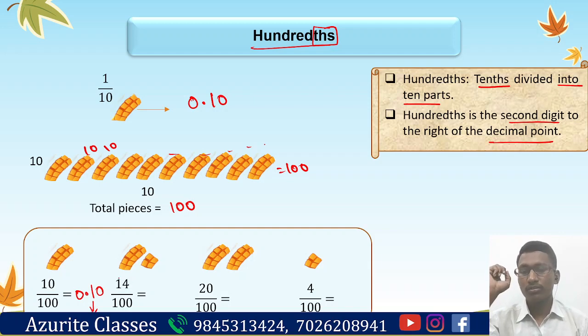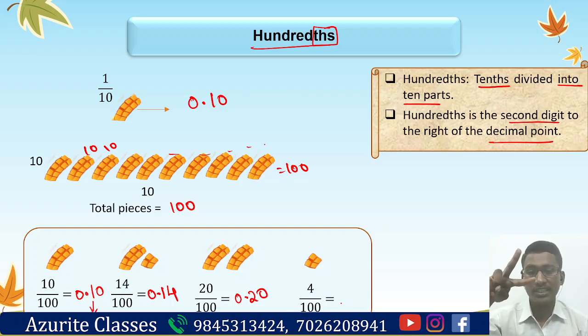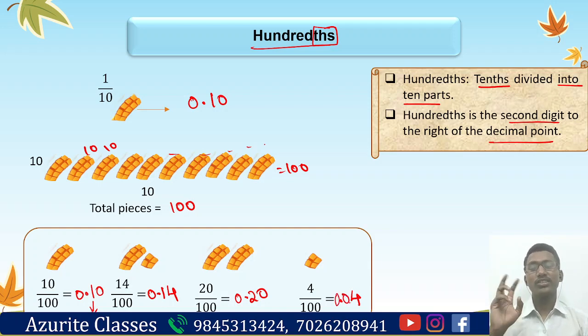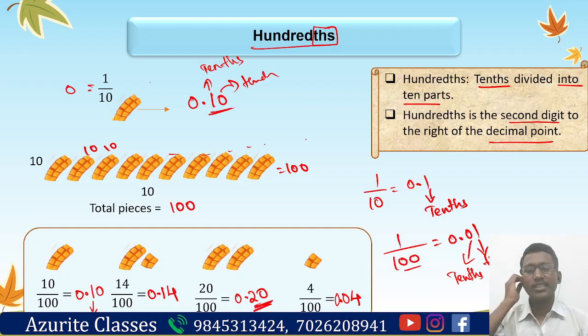In 100, 14 pieces are there, so it is 0.14. Here 20 pieces are given, so 0.20. Here 4 pieces only in 100, so 2 digits should come after the decimal. If you want 2 digits, we just have to take a 0 here and then the answer will be 0.04. Okay, this is what hundredths means, that the mango is divided into 100 pieces. So this is how we write the decimals.